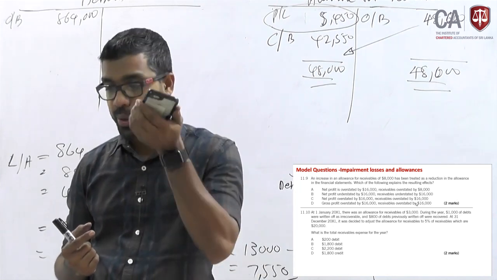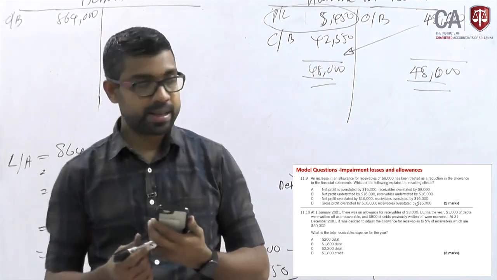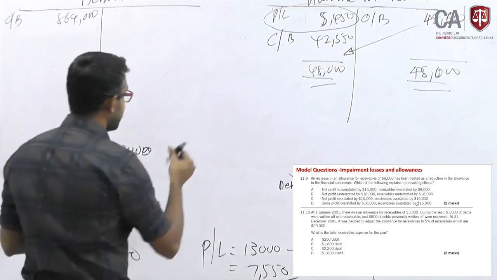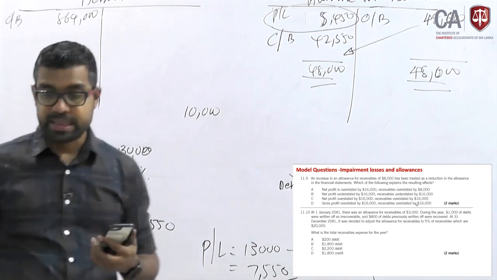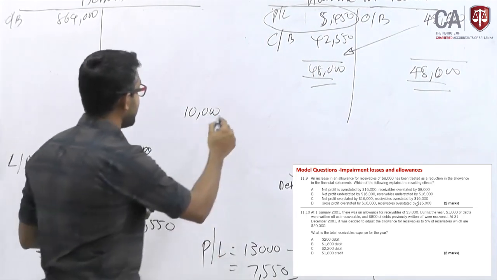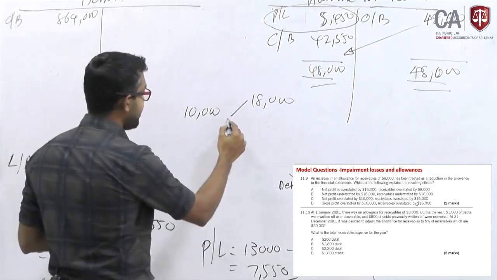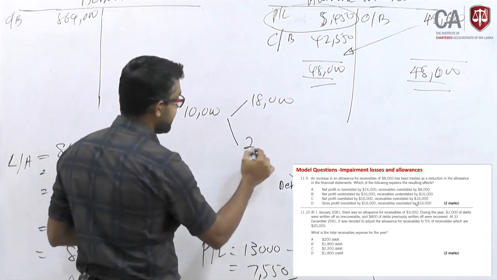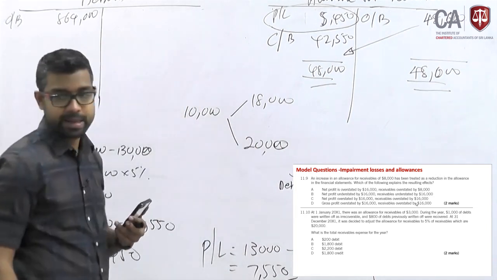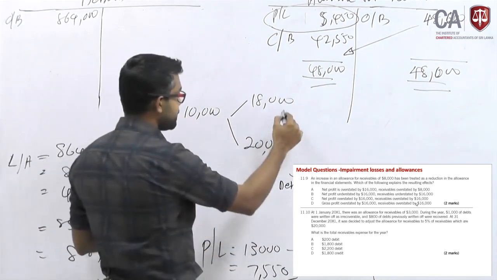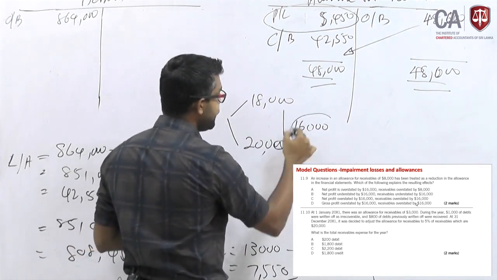Let's say for example the opening balance is 10,000. With an increase of 8,000, it should be 18,000. Right? But they have treated it as a reduction. So now it has been treated as 2,000. What is the difference? 18,000 minus 2,000 is 16,000. The impact has been doubled now.